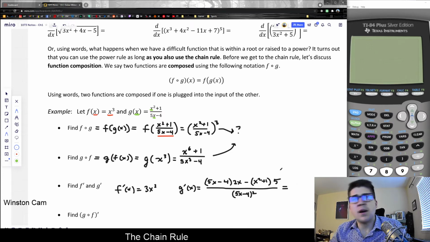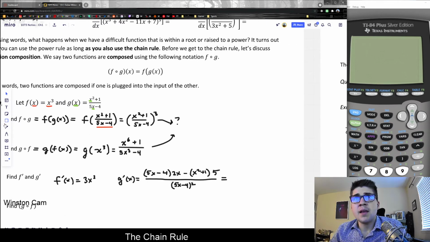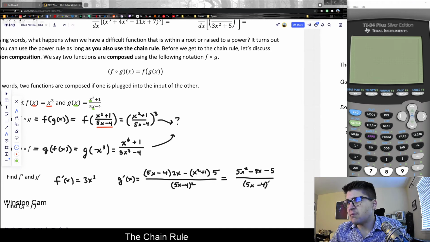And if I was to simplify this a little bit, that would leave me with 10x squared minus 5x squared, which would be 5x squared. Then I would have minus 8x, and then minus 5. And remember to be careful with your distributive property and with your negatives with the quotient rule. Very easy to mess that up. And the denominator, I'll go ahead and just leave it as factored for now. The 5x minus 4 squared would be 25x squared minus 40x plus 16.